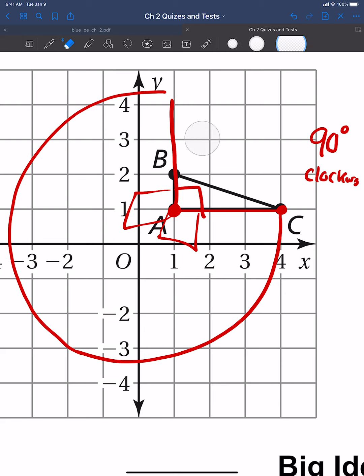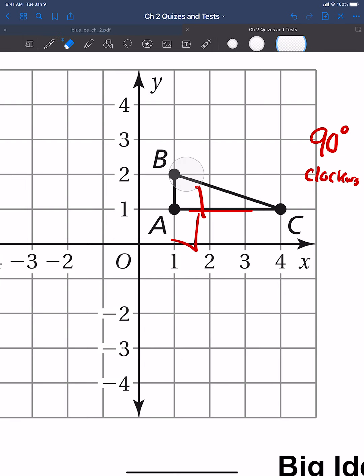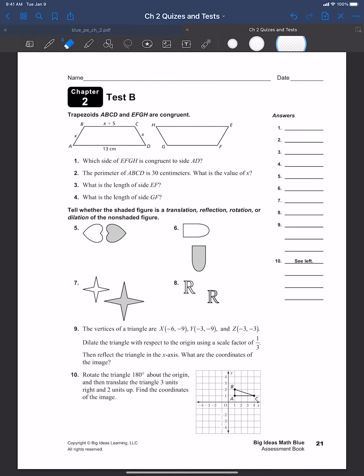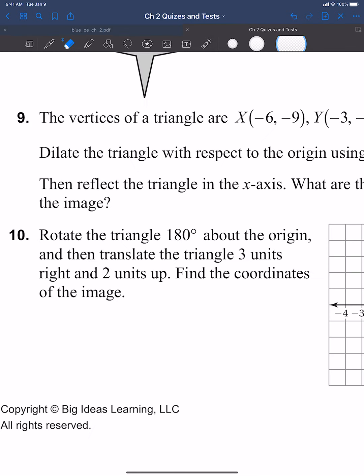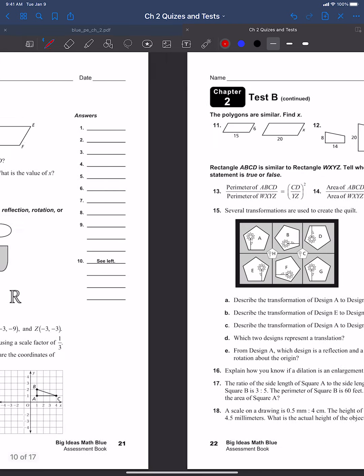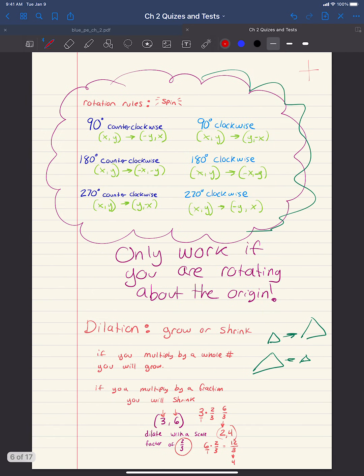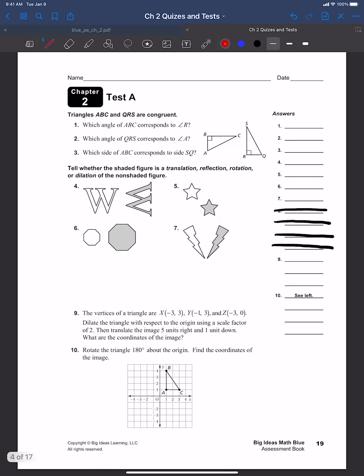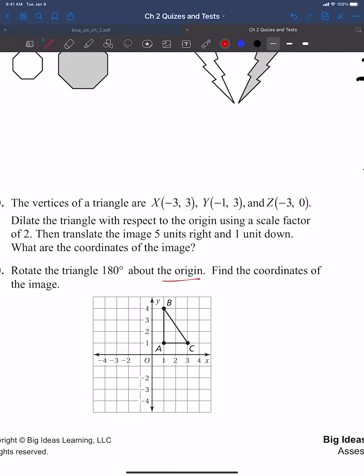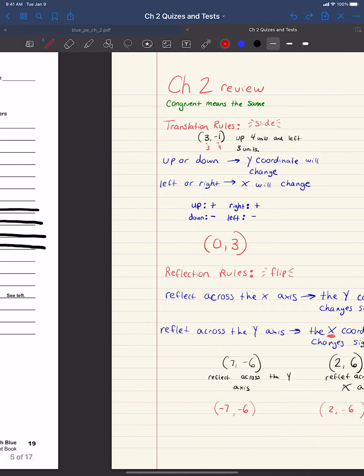It's a little more complex, and that's why rotations are not my favorite, because it's harder for kids and adults to visualize, right? But I don't know if you'll have any that aren't about the origin. For example, this is on test B, and it says rotate it 180 degrees about the origin. Can you use your rules? Yeah, super easy. And it looks like that's the only one on there that asks you to do that. Here's the actual test. This one says rotate the triangle 180 degrees about the origin. So that's nice. Can you use your rules on that? Yep. Okay, we'll keep going.